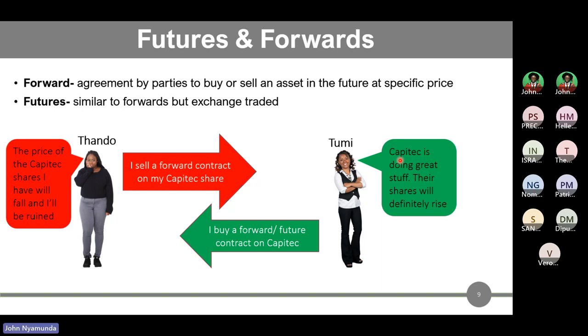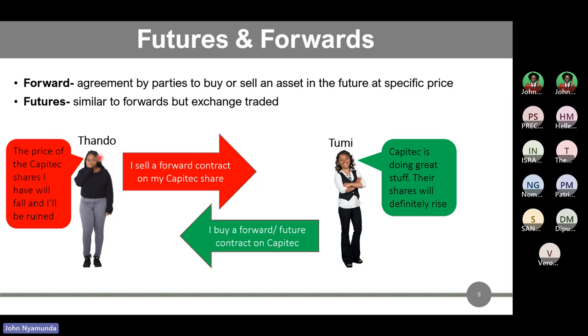But I don't want to buy them. So what can they do, these two ladies? They have completely opposing ideas about the future. So Tando can sell a forward contract to Tumi. Okay. So when she sells a forward contract, let's say the Capitec share currently is selling at 200 rands.